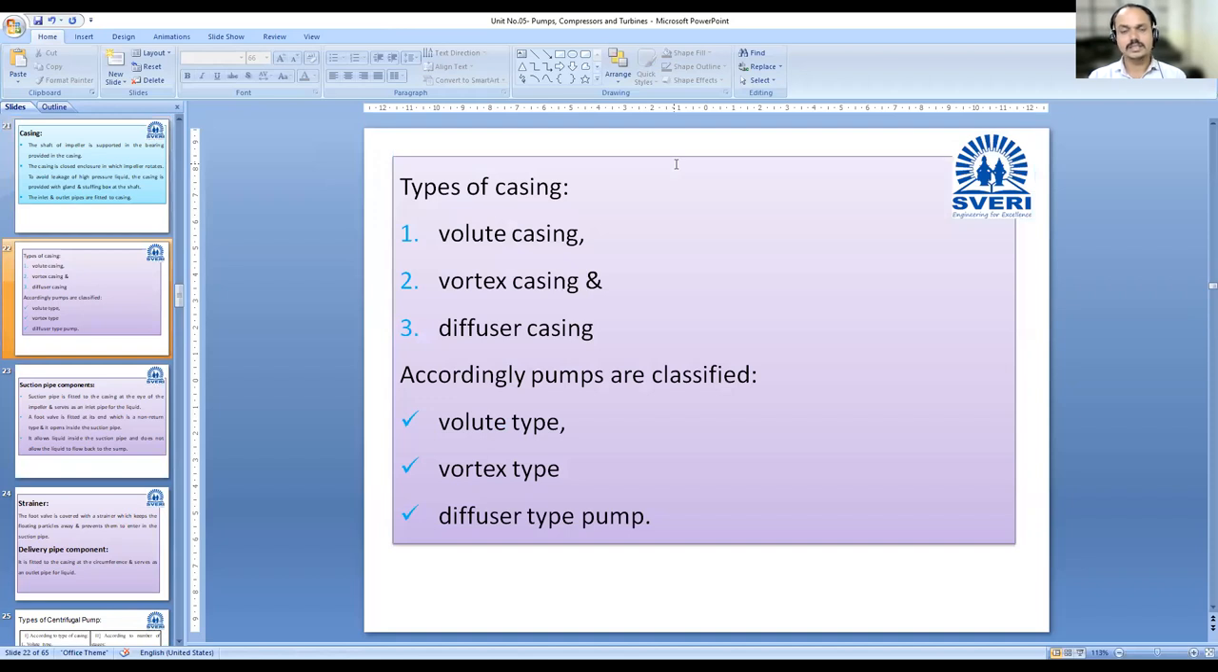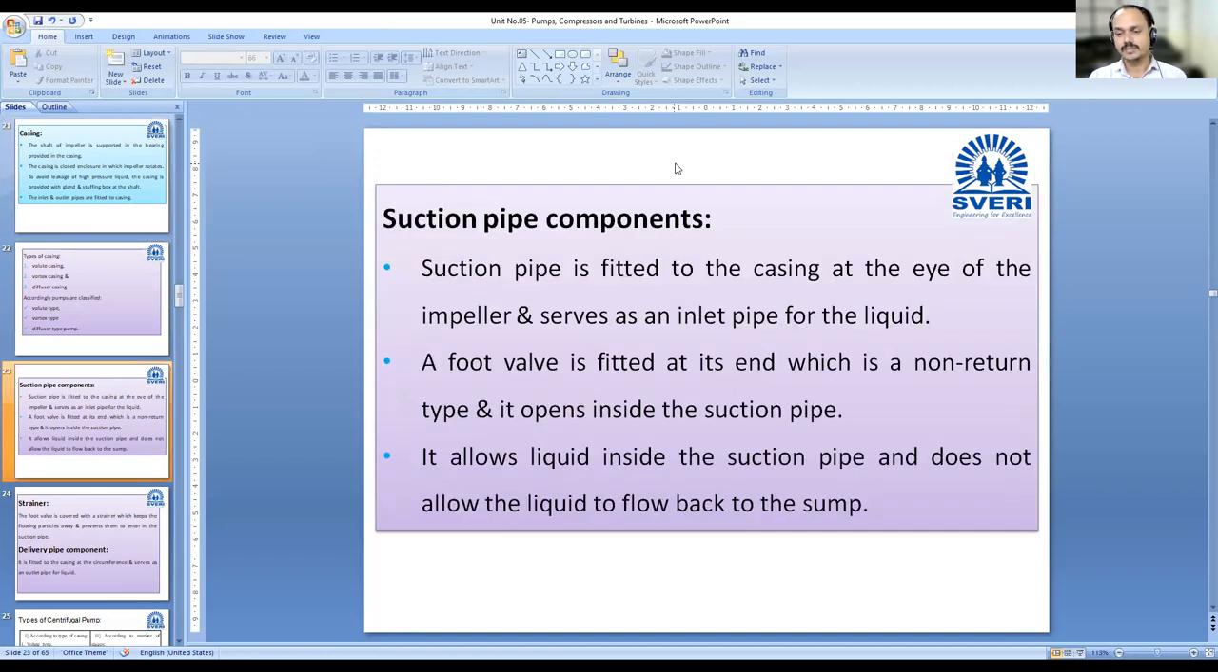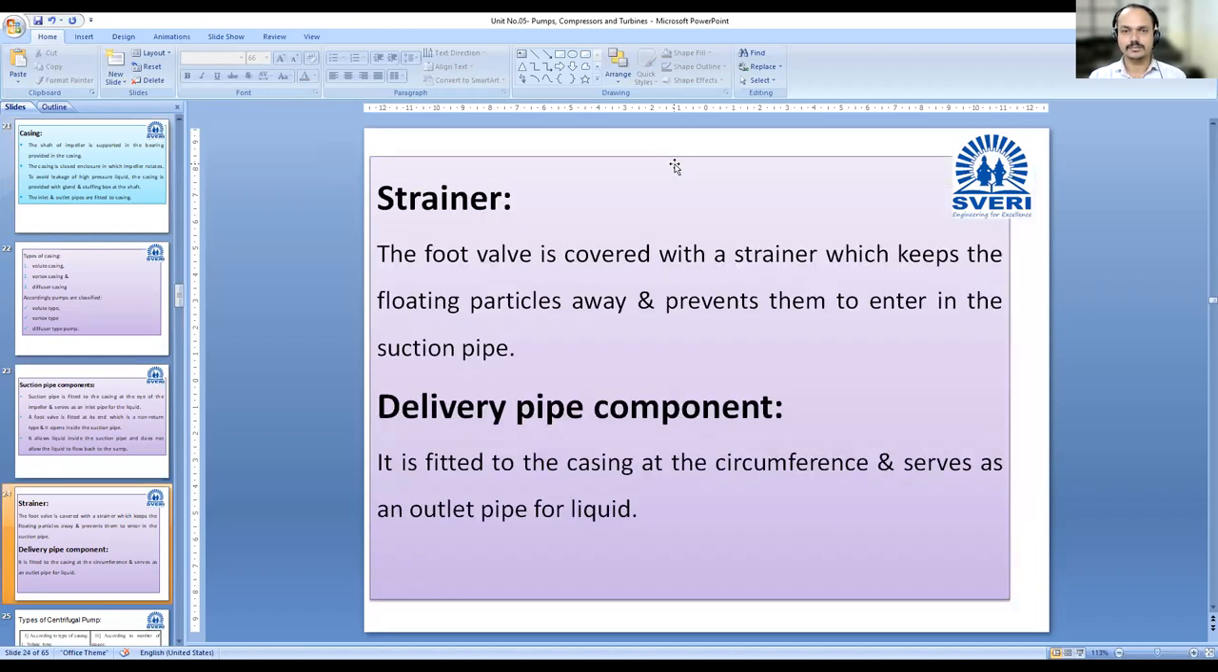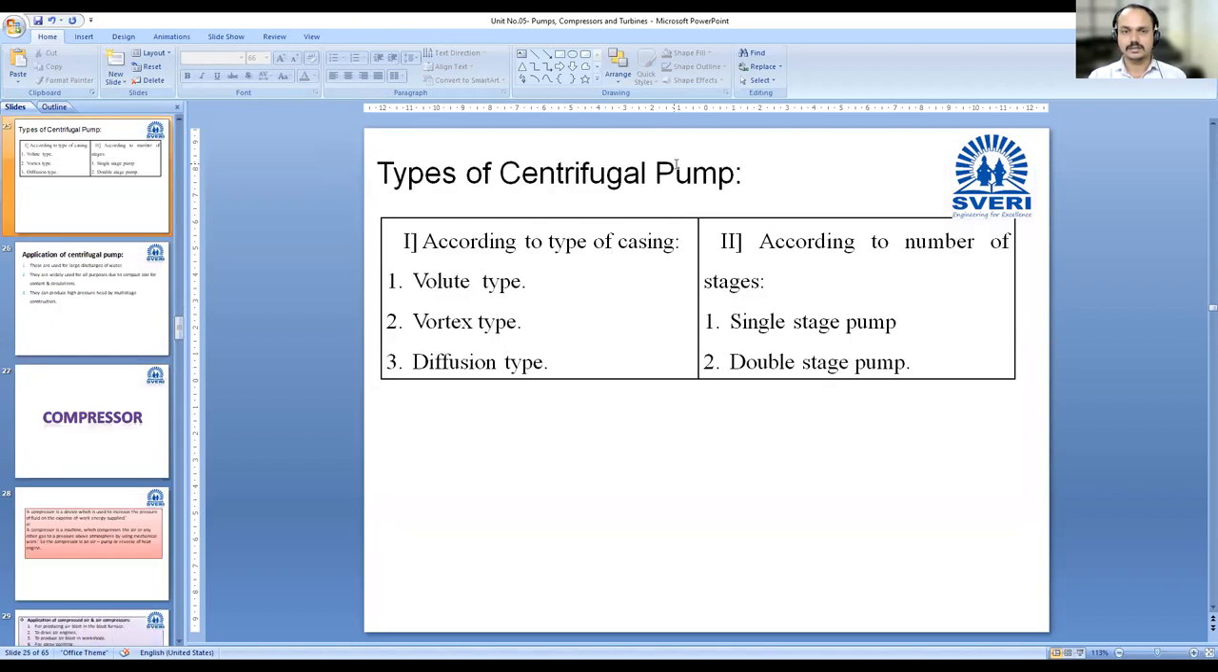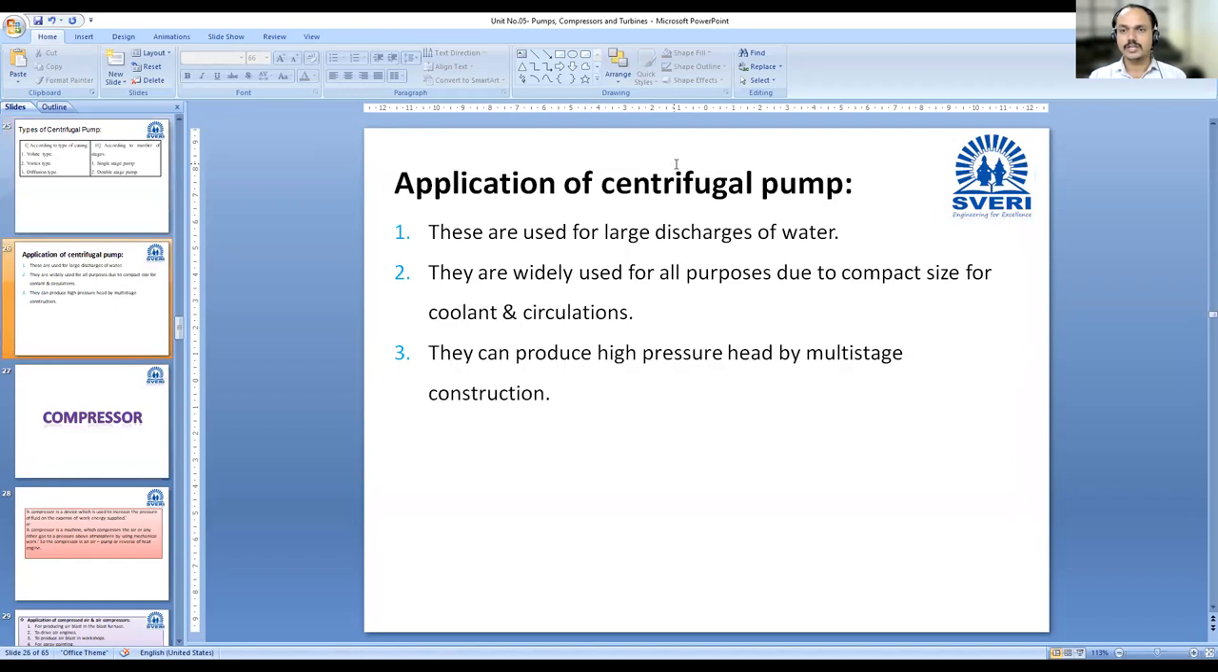So these are the different types of casing: volute casing, vortex casing, and the diffuser casing. Then suction pipe components, that is the suction pipe, strainer, and the non-return valve. Application of the centrifugal pump: we get a very large amount of water in discharge. They are widely used for all purposes due to compact size, for coolant and circulation.